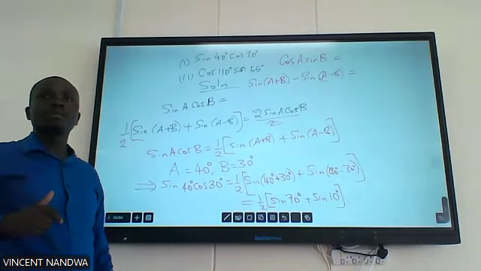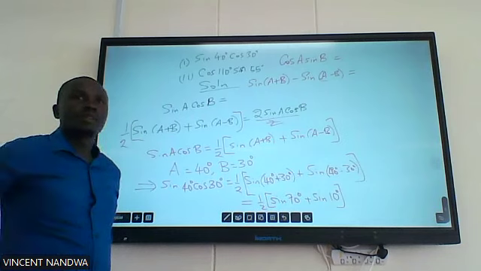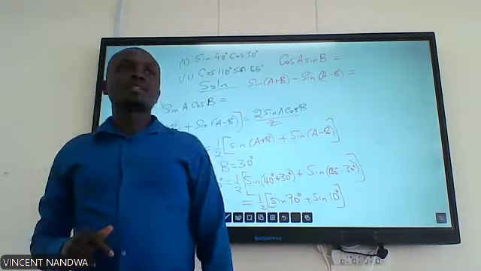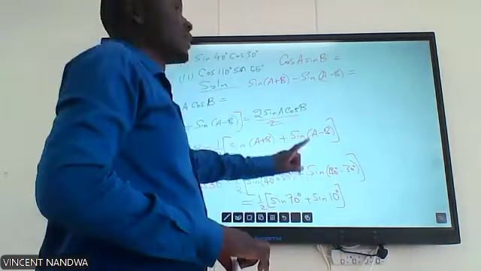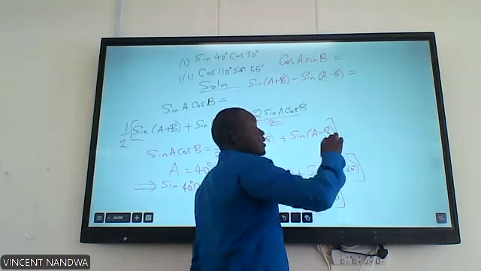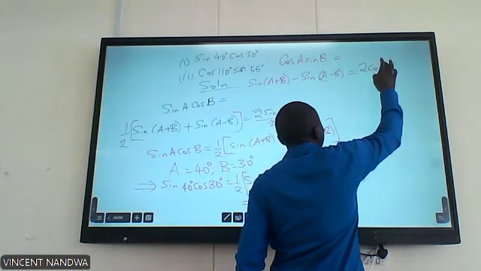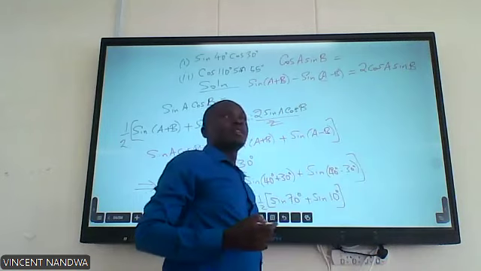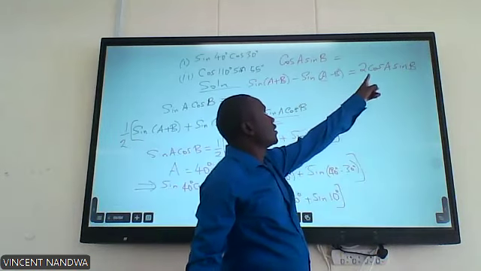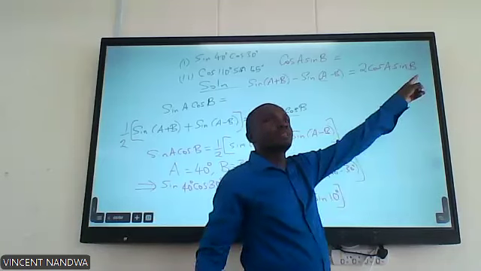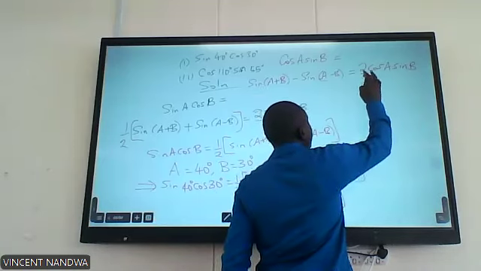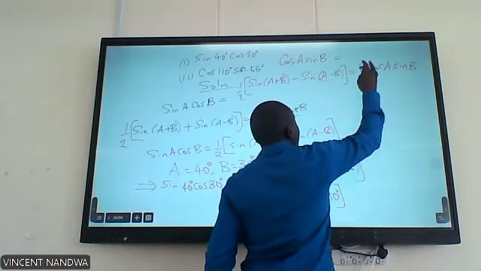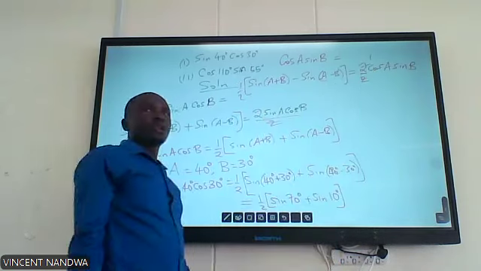Just take a book. Not time for suffering. So what did we get when we get the difference? 2 cos A sine B. Then you just make cos A sine B the subject, the same thing as dividing through by 2 or multiplying by a half. So that's what you have.